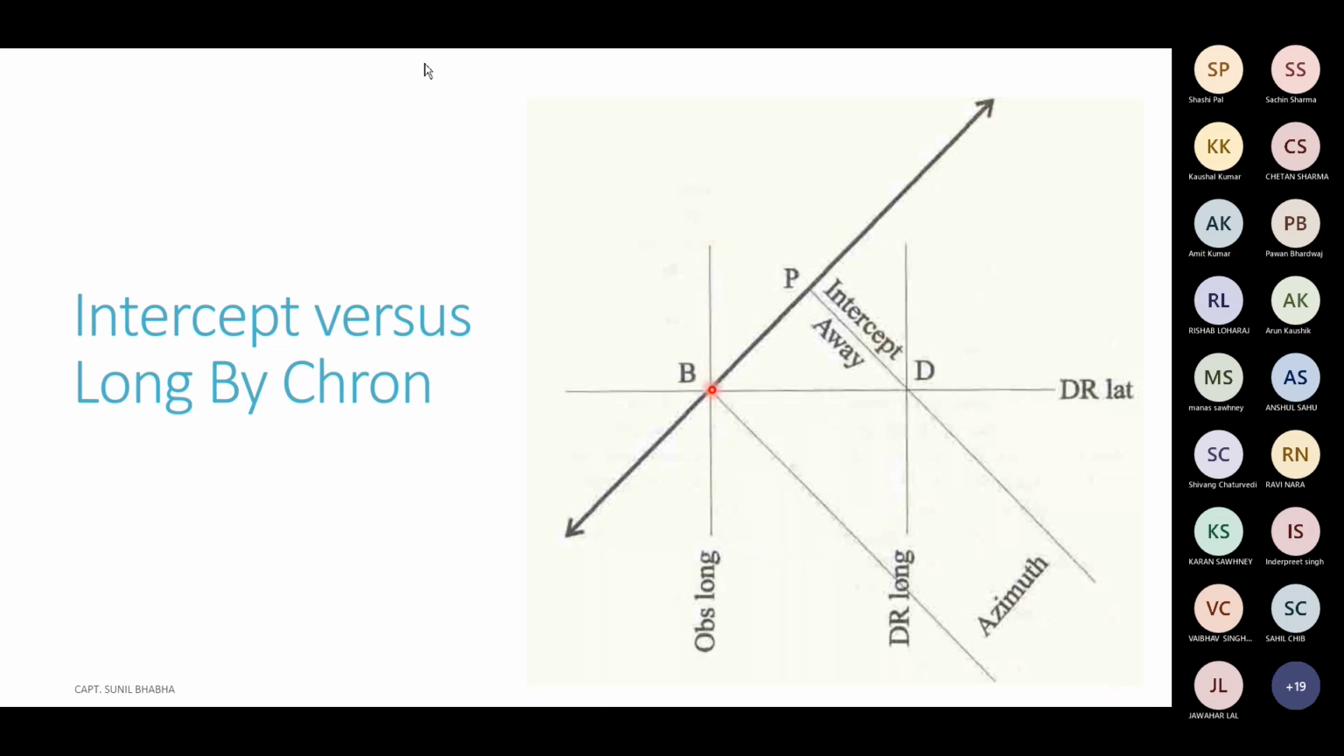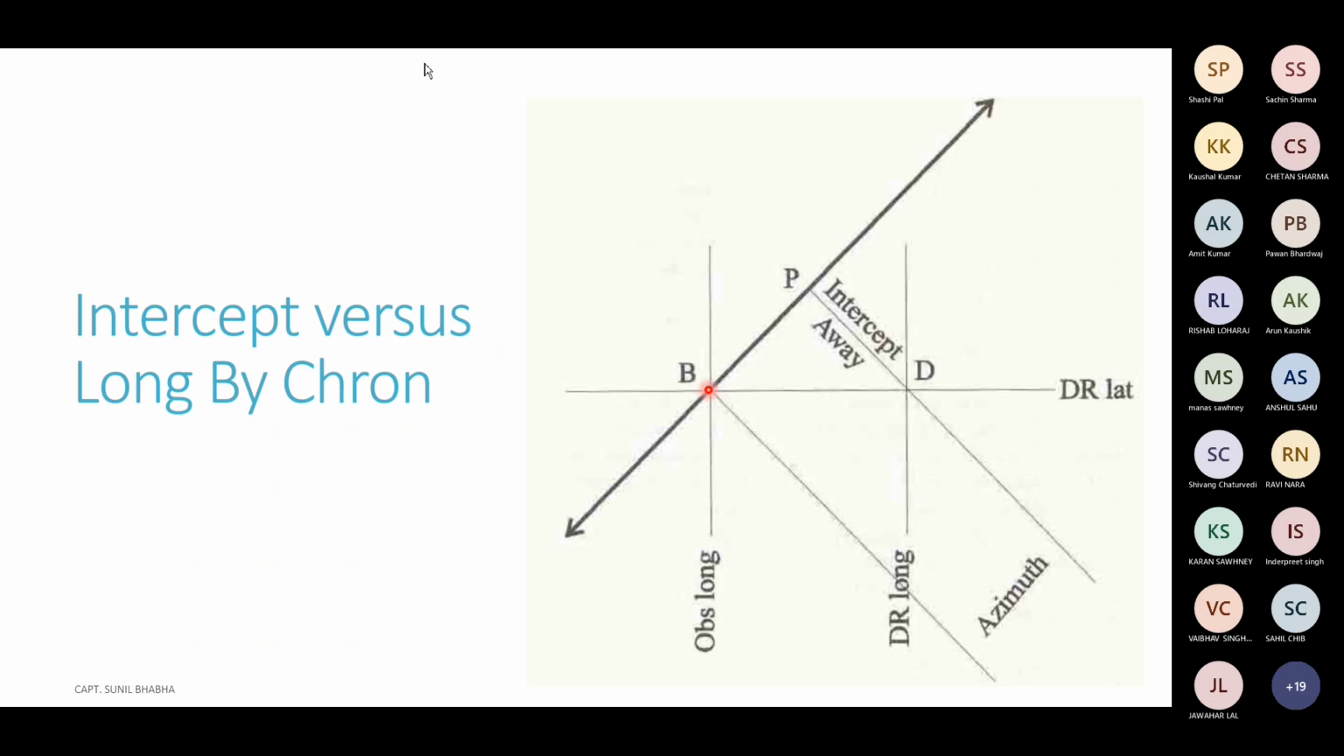Now using the long by Cron method, we know that the PL is going to pass through DR lat and observed long, that is point Bravo. So we draw the azimuth of the body. This is the azimuth of the body. And perpendicular to the azimuth, the solid black line with arrows on both sides, you have the position line. So this was using the long by Cron method.